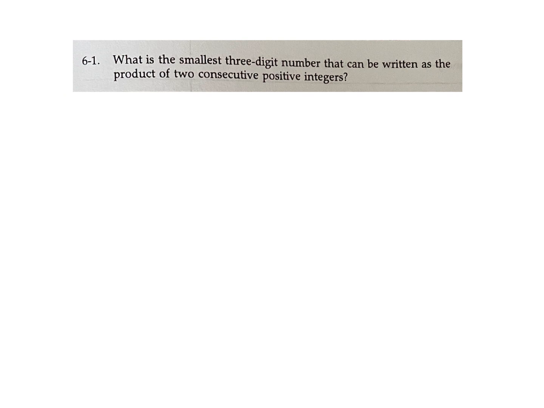What is the smallest three-digit number that can be written as the product of two consecutive positive integers? So we're looking for a three-digit number. So first, let's just figure out what would happen with consecutive integers. So 1 times 2 is 2. So that's obviously not even close, because that's not a three-digit number. So let's choose something bigger.